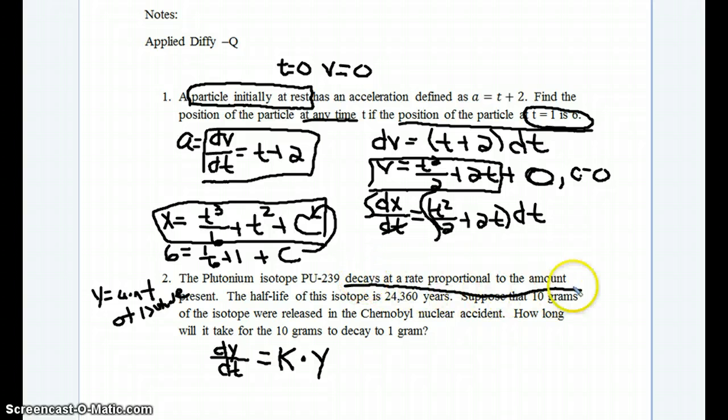So every time you see something increases or decays at a rate proportional to the amount present, pick a variable to represent the amount. The rate of change is the derivative. It's proportional, so it's k times whatever y is. All right, let me see if I can add a slide in here at this point.